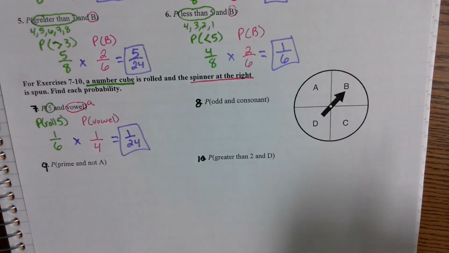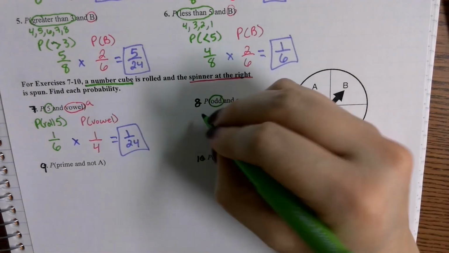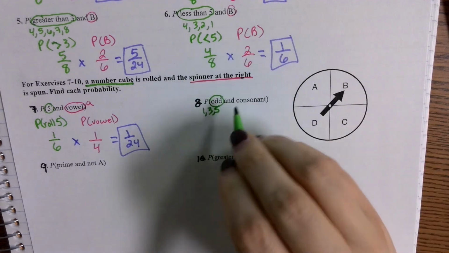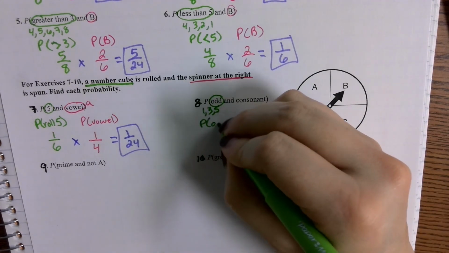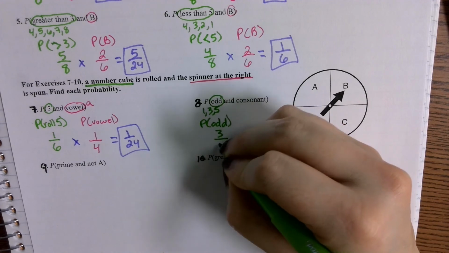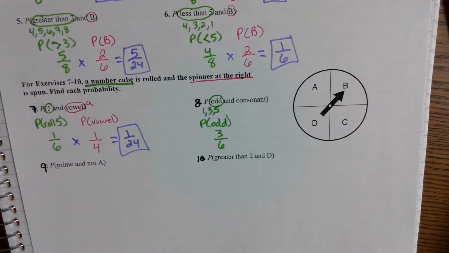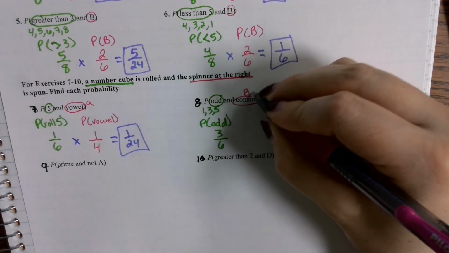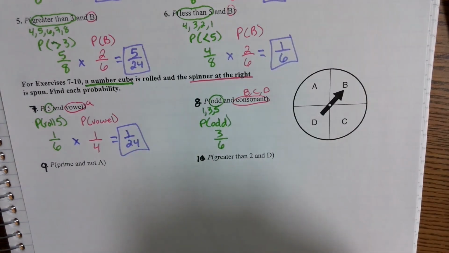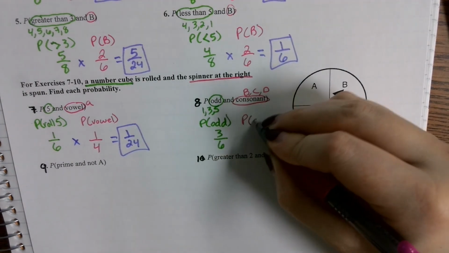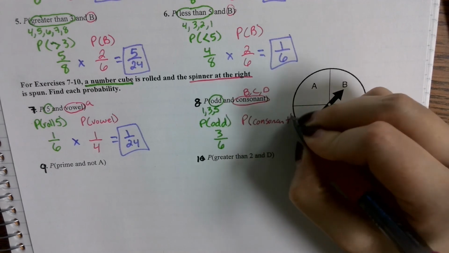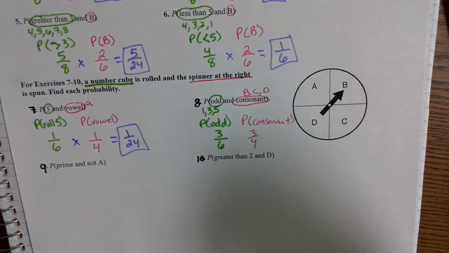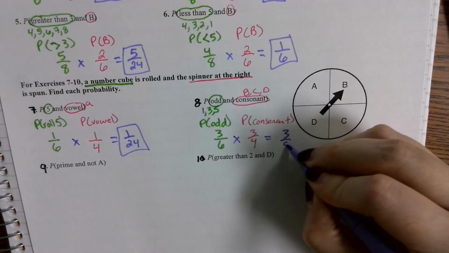Okay, problem number 8, we're going to go with Joel. 3 over 8 is correct. So here, probability of an odd number, that would be a 1, 3, and 5 on the number cube. That is 3 numbers out of 6. Then the probability of a consonant. So the consonants on here are B, C, and D. So the probability of a consonant is going to be 3/4. Then you just multiply them. That gives you 3/8.